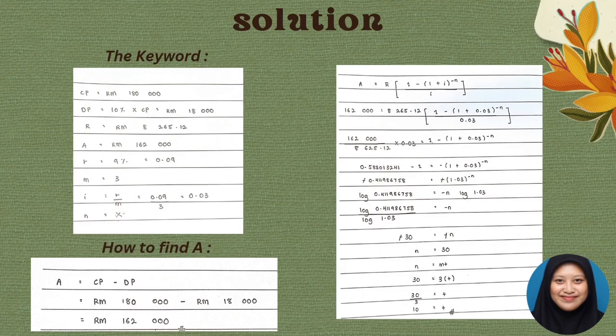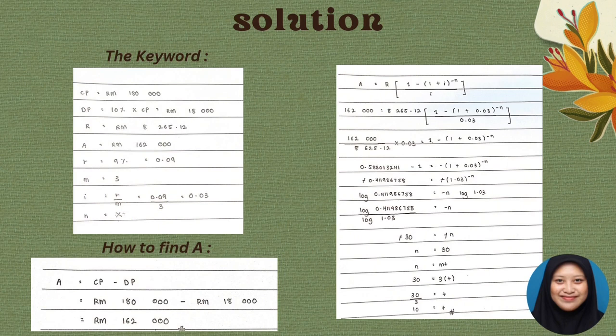The first thing you need to do is find the keywords from the statement, which are: real price equal to 180,000, 10% down payment, compounded every 4 months, which is M equal to 3, interest charge is 9% and we need to convert it to 0.09, and R equal to 8,265.12. Secondly, you need to calculate the down payment, which is 10% multiplied by the real price, then you will get the answer 18,000. After that, you need to find A by using the formula A equal to real price minus down payment. Then you will get A equal to 162,000.